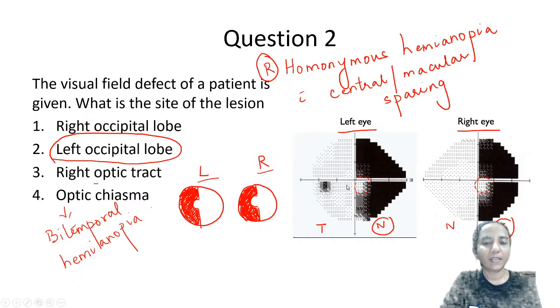Okay, so this was actually a simple question. The only problem in the question, or the difficult part of the question, is to understand whether we should call it a right homonymous hemianopia or a left homonymous hemianopia. So this is a right homonymous hemianopia.